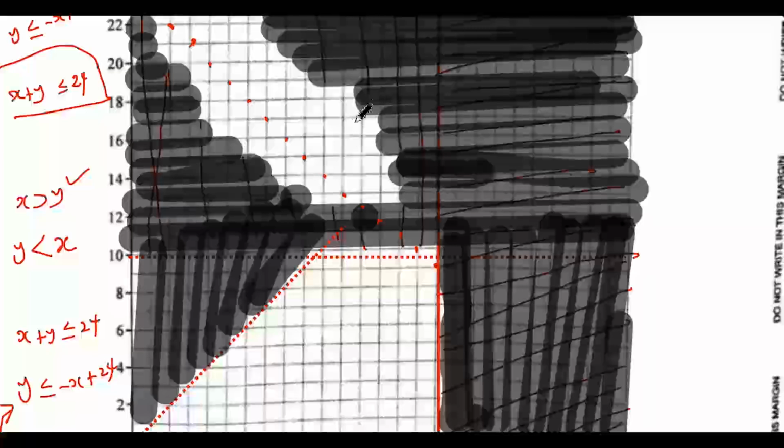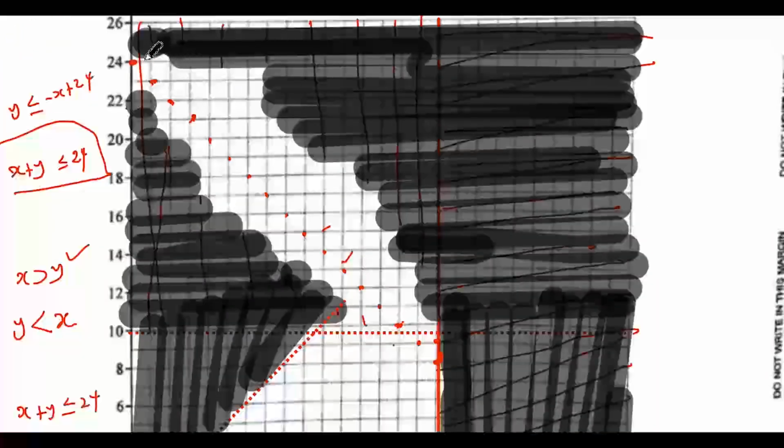So the unwanted one is up here. Okay, which we have already covered here. Okay, so let's shade everything again. Okay, so we have x plus y less than or equals to 24. So we are using a thick line.